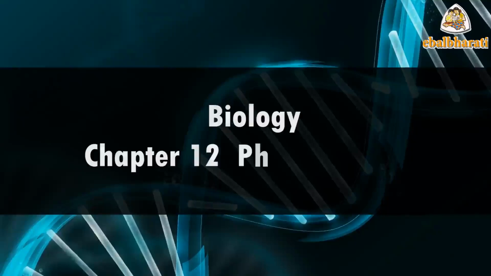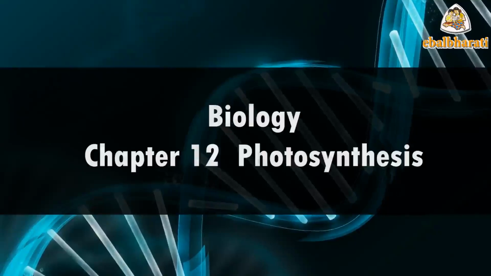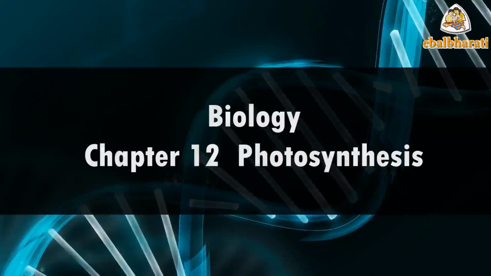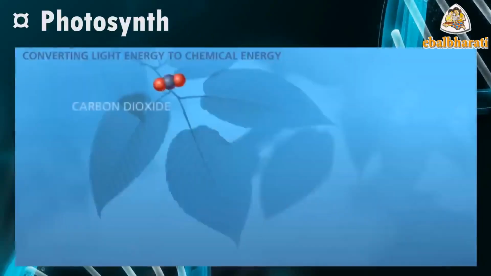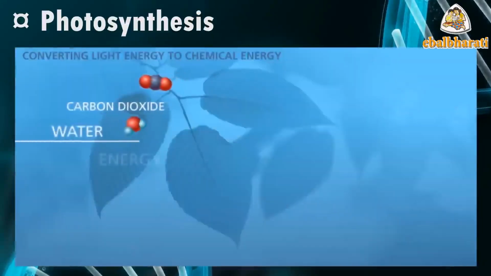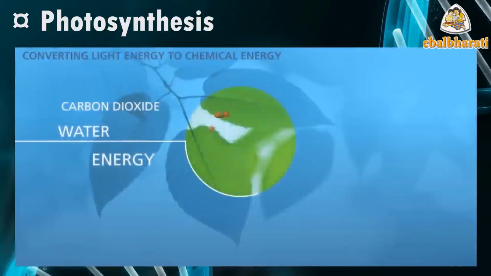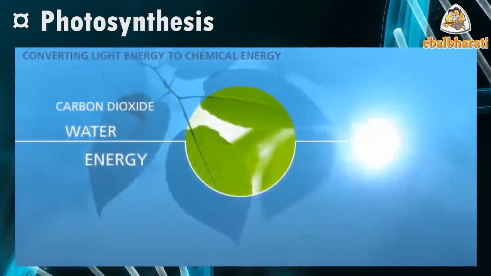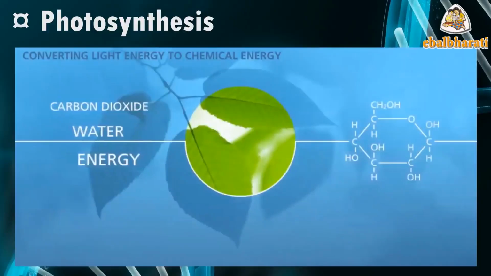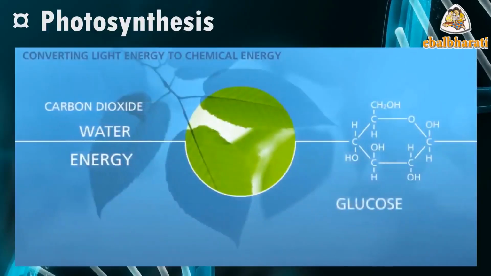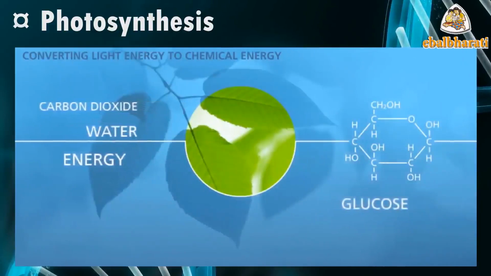Let us go through an overview of Chapter 3 of Biology, that is photosynthesis. Photosynthesis is the only process on Earth by which solar energy is trapped by green plants and converted into food. This process is depicted by the chemical equation as shown.